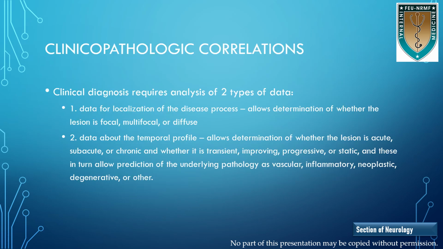Now, for clinical diagnosis, this requires analysis of two types of data. The first data is for localization of the disease process. It allows determination of whether the lesion is focal, multifocal, or diffuse. The second data is about the temporal profile. This one allows determination of whether the lesion is acute, subacute, or chronic, and whether it is transient, improving, progressive, or static, and these in turn allow prediction of the underlying pathology as vascular, inflammatory, neoplastic, degenerative, or other.